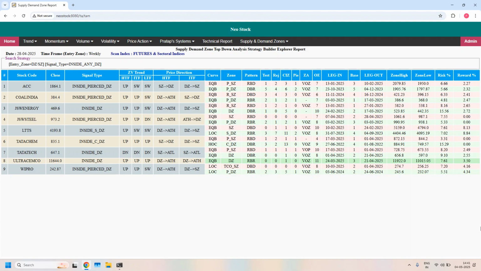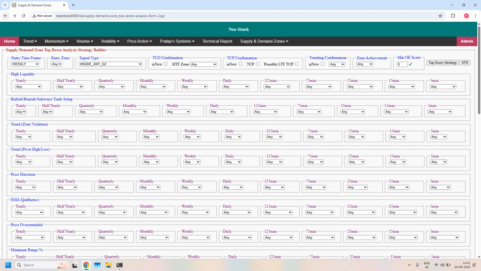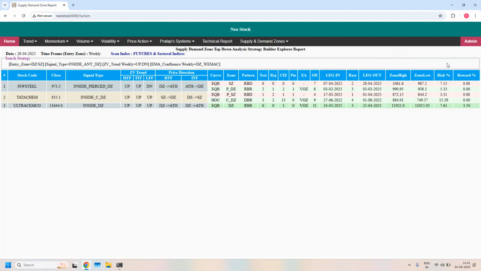We can further filter this list based on weekly demand zone having weekly EMA confluence. So 3 stocks are filtered. These 3 weekly demand zones are having more high probability because these weekly demand zones are having weekly EMA confluence, and also current price closed inside these weekly demand zones.